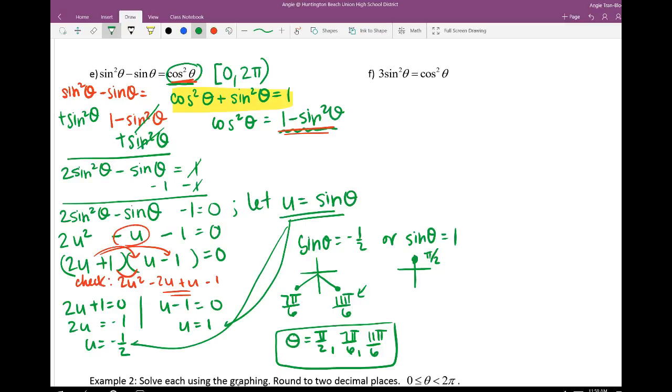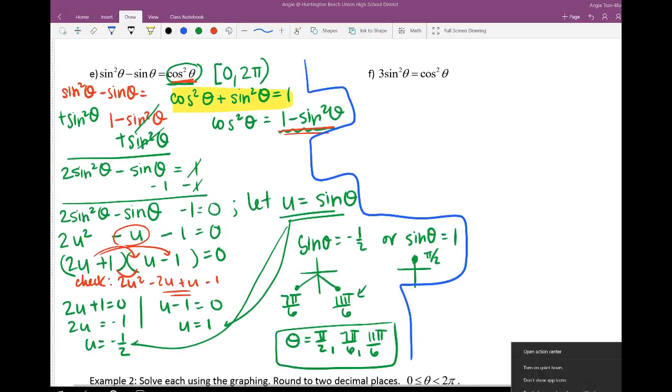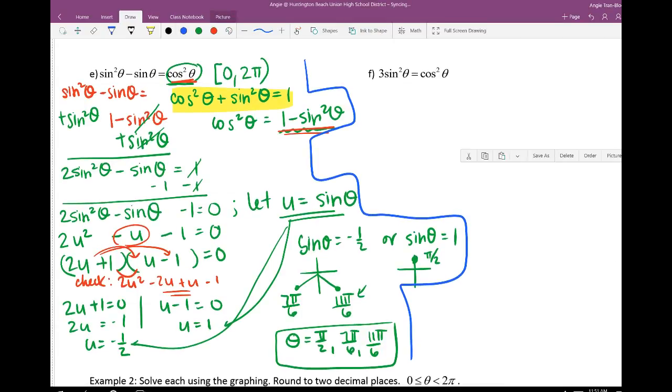Okay. Last problem. I'm going to use a different color just to separate my two questions here because it seems like I invaded. This one, you can do this in a few different ways. Notice how you have sine square and cosine square in one equation. You can totally substitute, okay? Get rid of cosine square, just like what we did here.